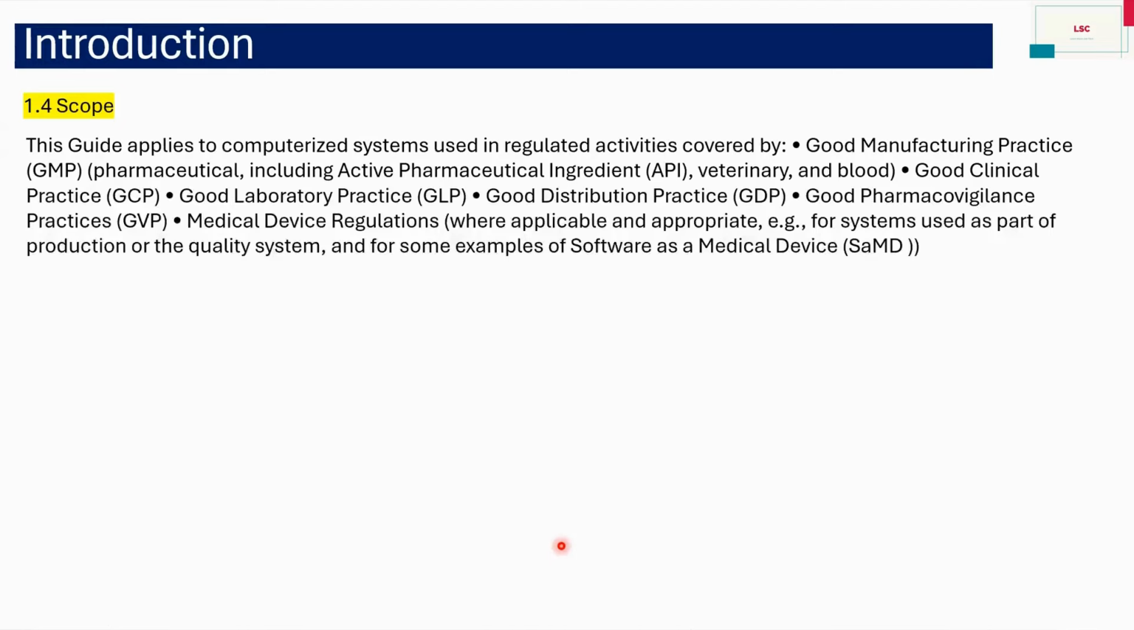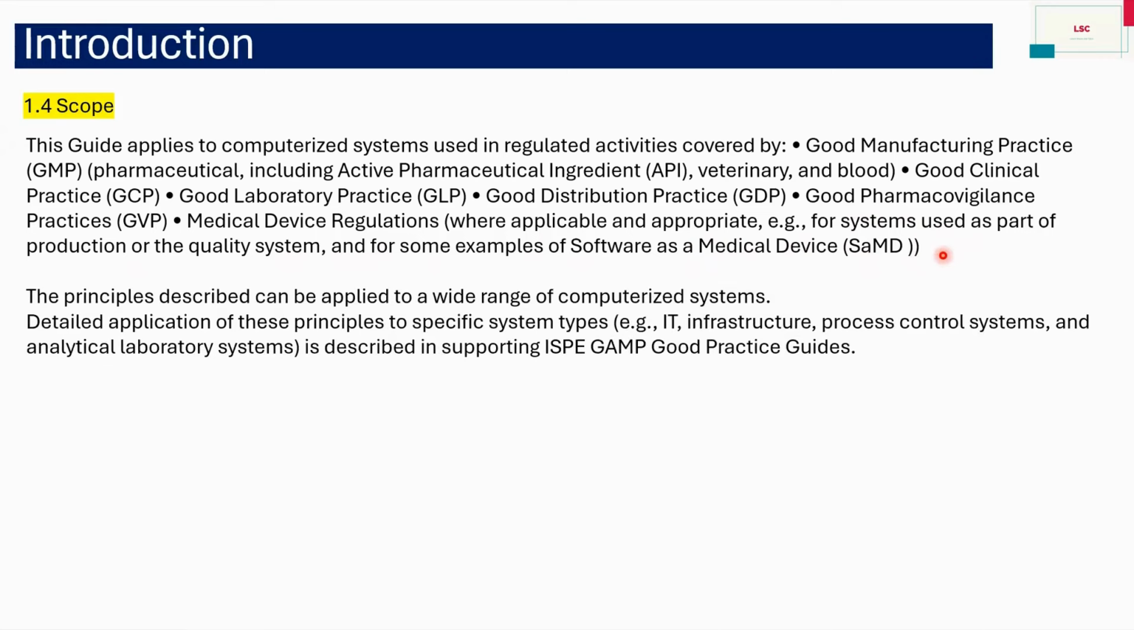Then what is the scope? This guide applies to computerized systems used in regulated activities covered by GMP, pharmaceutical, including API, veterinary, and blood, GCP, GLP, GDP, GVP, and medical device regulation, where applicable and appropriate. Examples are systems used as part of production or the quality system, and some examples of software as a medical device. This is known as SaMD. So this is the scope, and the principles described can be applied to a wide range of computerized systems.